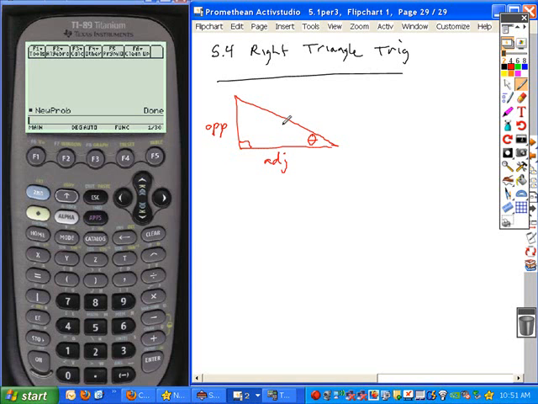What's the other side of the right triangle called? Hypotenuse. And that's not going to change. That'll be the same regardless of which angle that you choose. So in terms of the red angle here, here's the opposite side, the opposite leg, the adjacent leg, the hypotenuse.